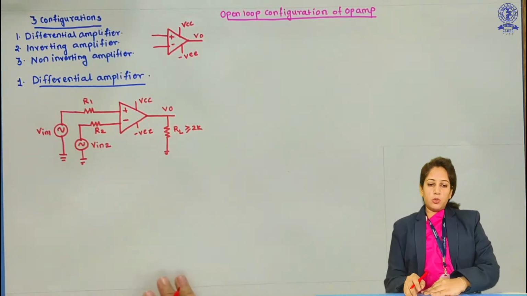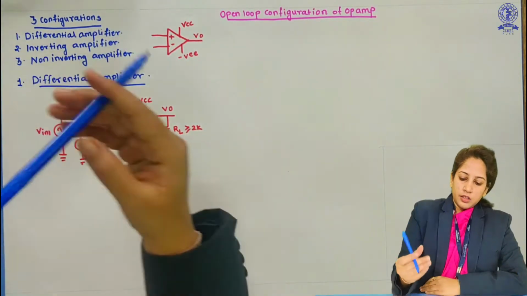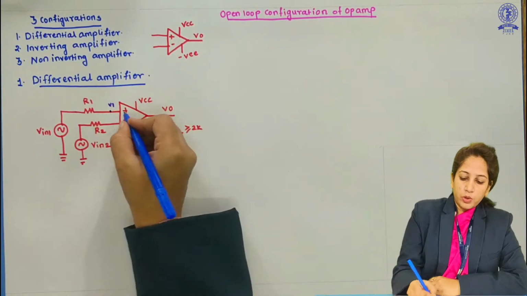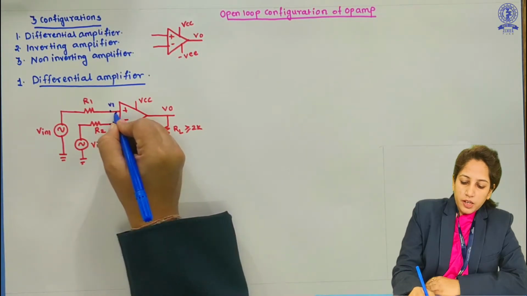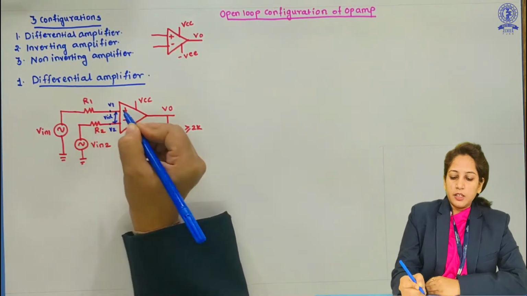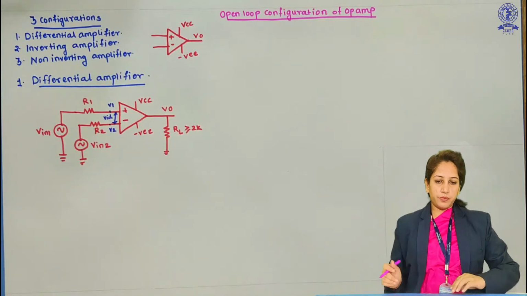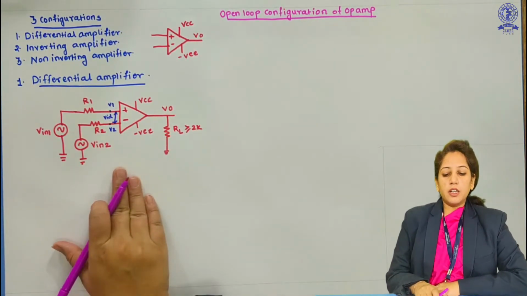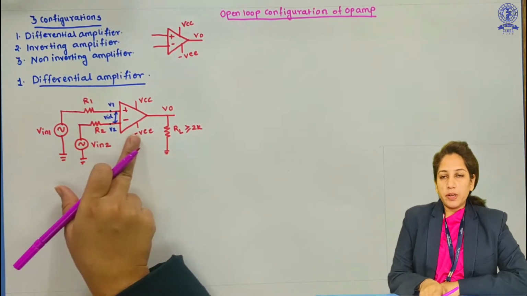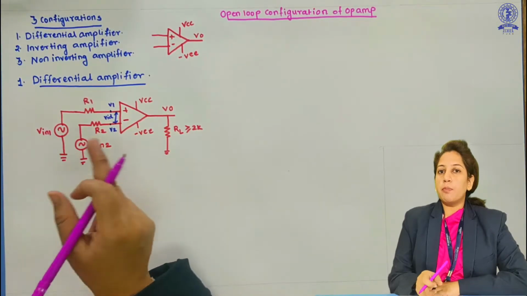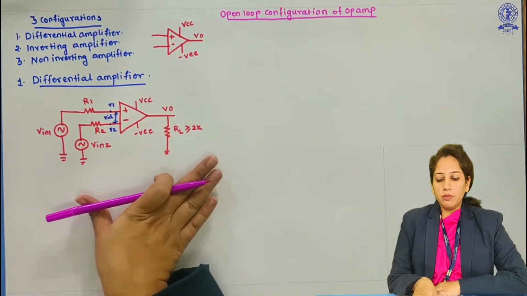Here I will say V1 is the voltage going to the non-inverting terminal, and here V2 is the voltage going to the inverting terminal, and this is VID, the difference between the two voltages. As I have told you, differential amplifier means the difference between two voltage sources is given to the operational amplifier, and that difference is amplified and we get an output at the output terminal. So we will see how it works.